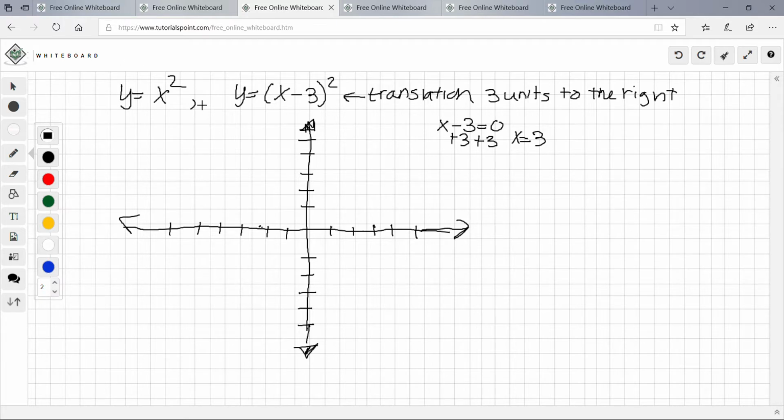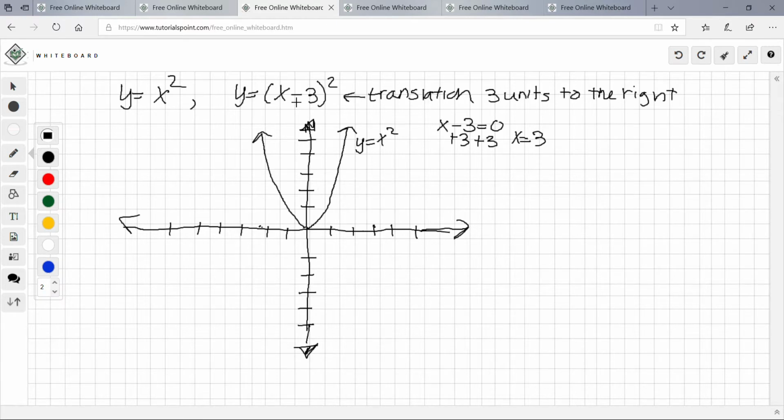Okay, let's graph the parabola. So y equals x squared looks something like this. There is no reflection, and there is no translation.